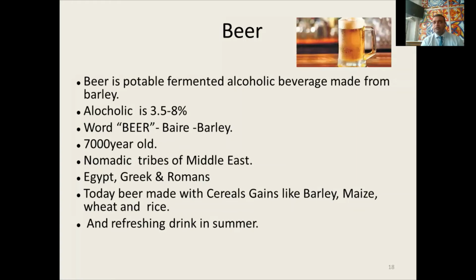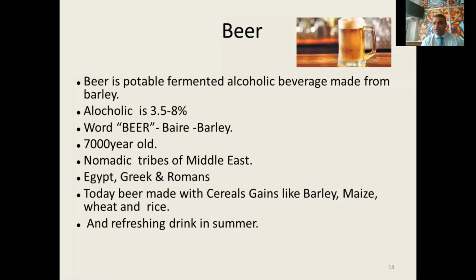Now today, beer is made generally, but before that time, beer was made only with barley. Traditionally, beer is made only with barley. People love the taste also. But today, with new techniques, cereals and grains like maize, wheat, and rice can also be used to make beer.